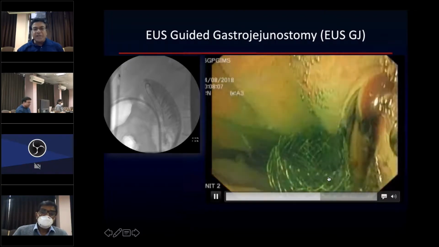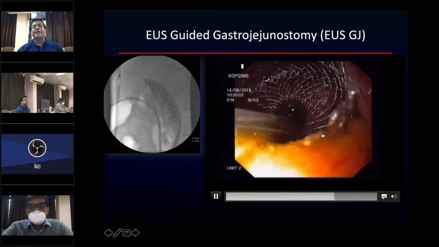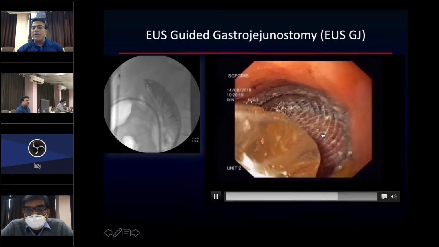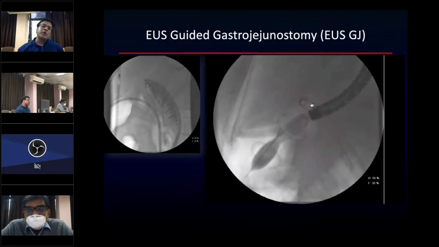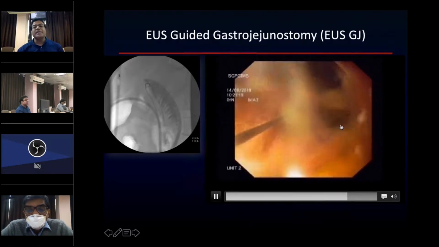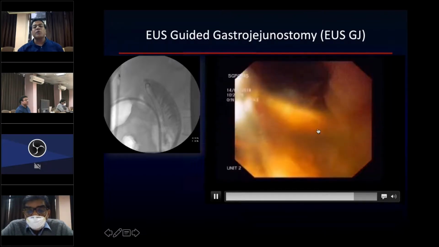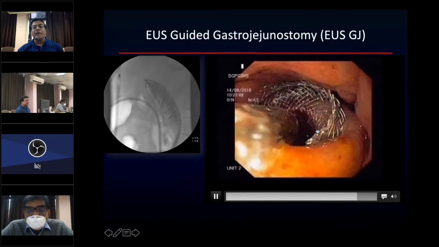So after this deployment, you can choose to dilate this stent on the table itself, or even if you leave it, it opens on its own within a period of 24 to 48 hours. As you can see, this is the balloon dilatation that we are doing. This was around the second to third case that we had done.